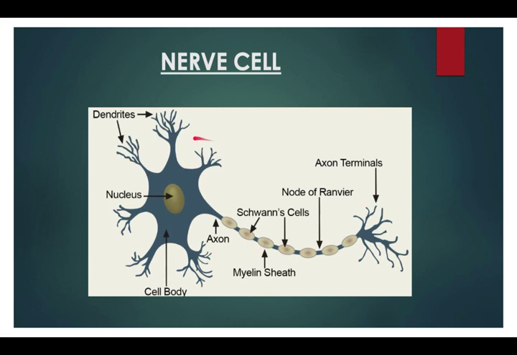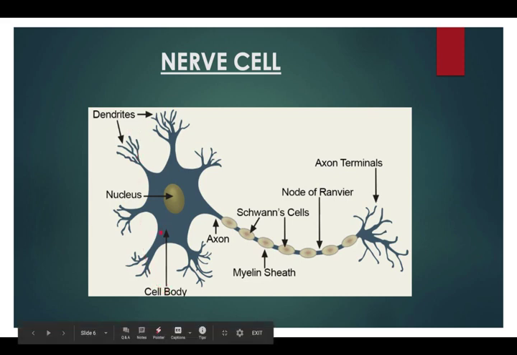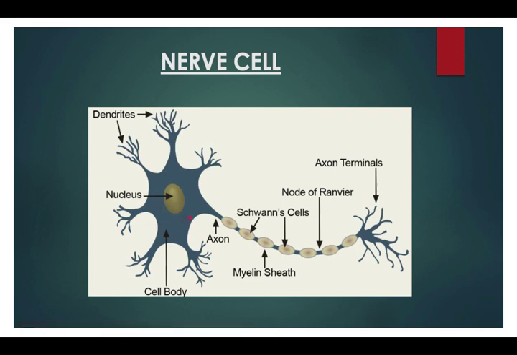In class 9th also you have studied this structure of the nerve cell. These are the branch-like structures known as dendrites, which are receiving the stimulus from the outside or from the other body parts, and then these stimuli are moving towards the main cell body. Here is the nucleus of this main cell body.